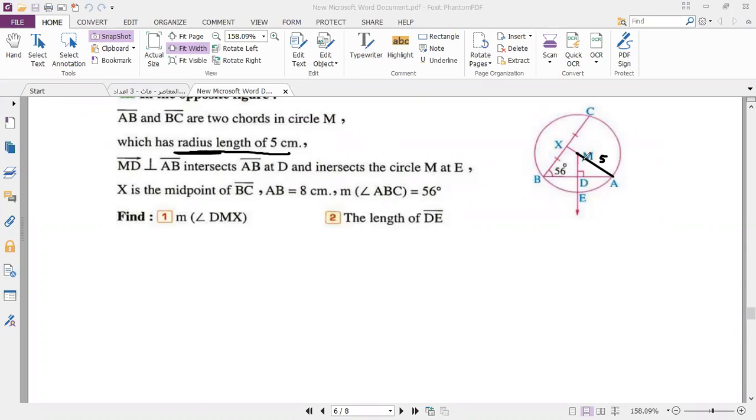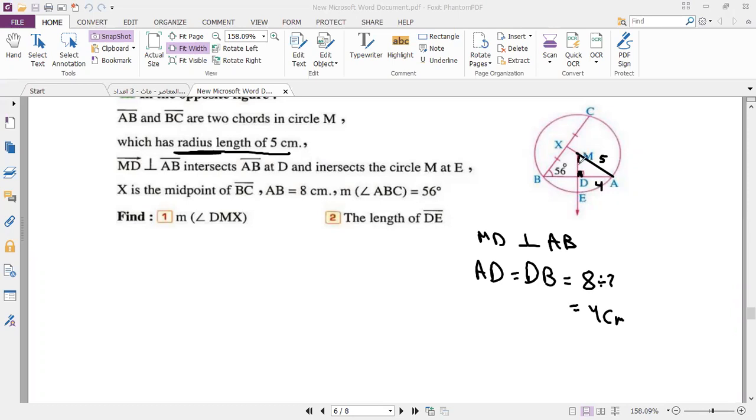And here, MD is perpendicular to AB. If you remember the three words I told you, pass through the center of the circle and perpendicular to any chord, so it bisected this chord. The line segment here bisected this chord. So D is the midpoint. So AD equals DB equals 8 divided by 2 equals 4 centimeters.